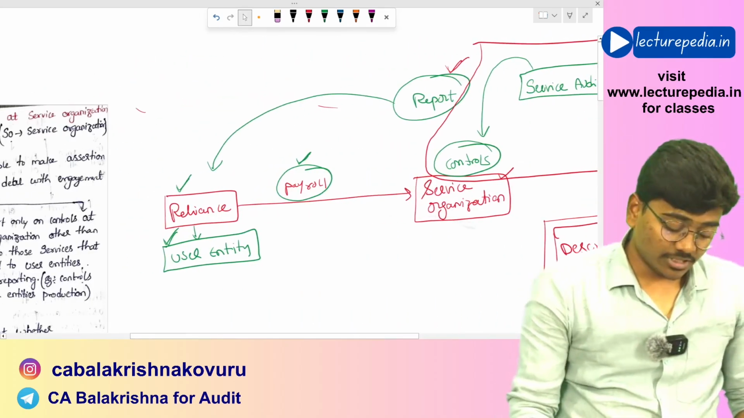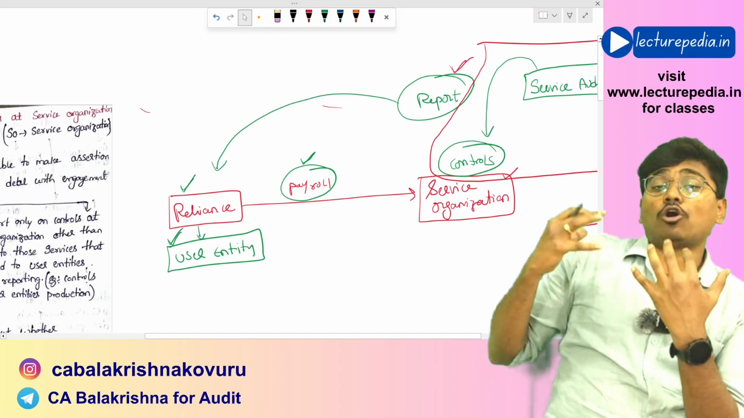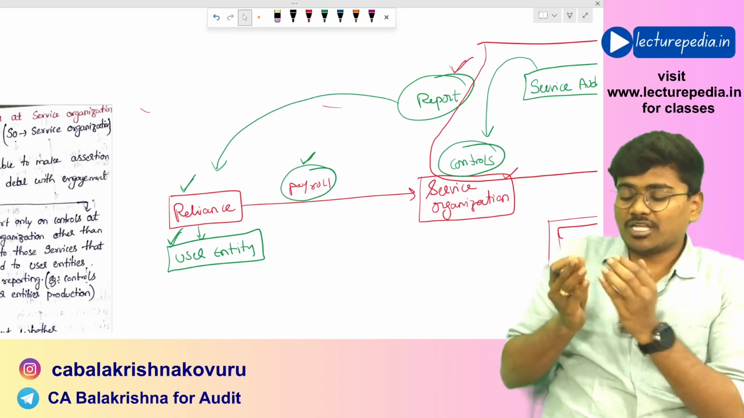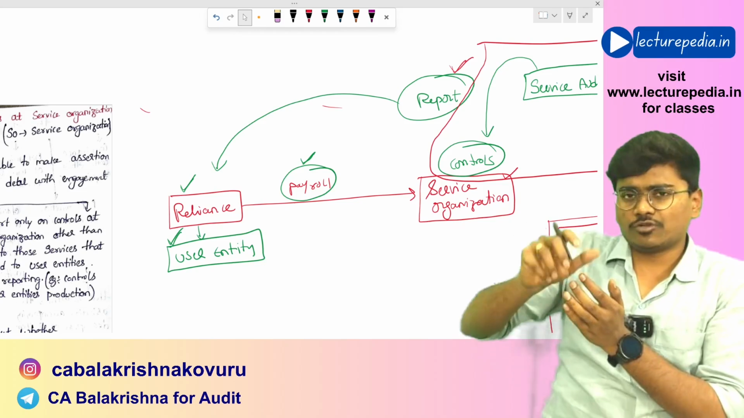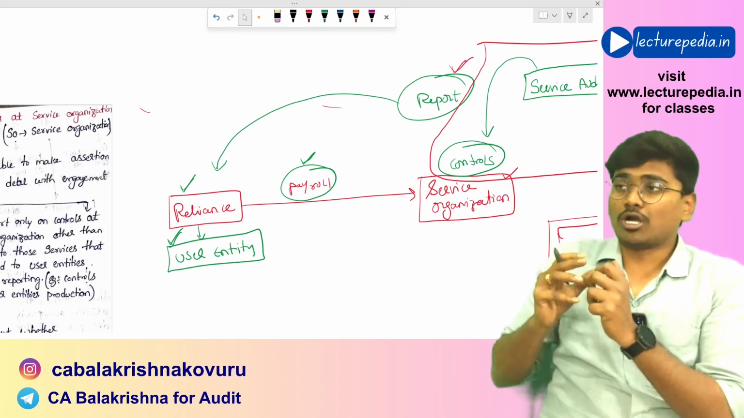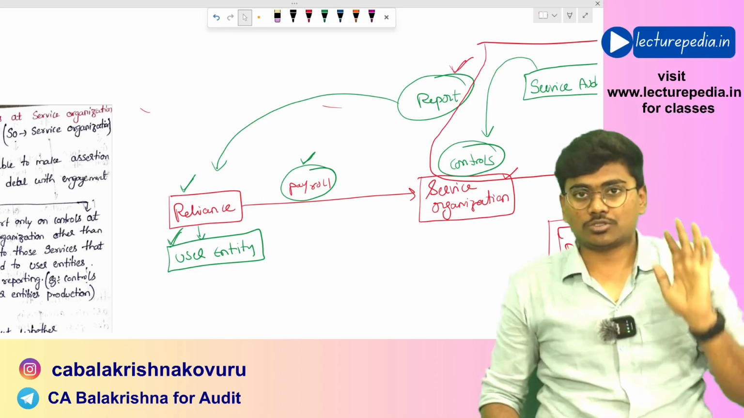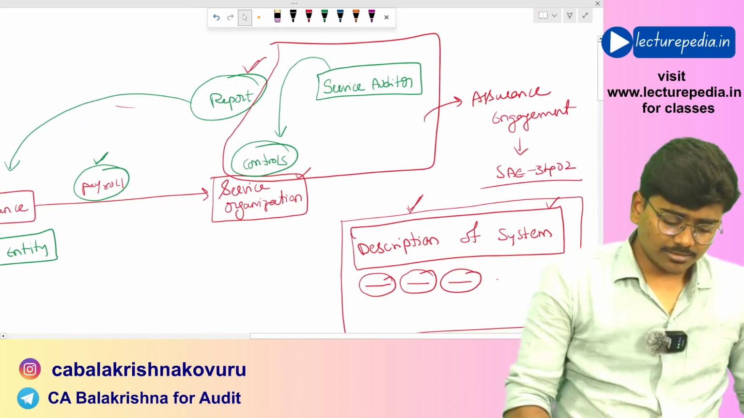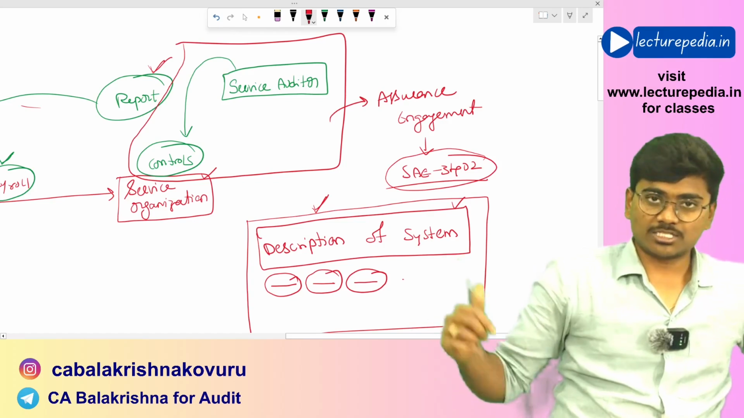SA 402 deals with the user entity aspect, from the user auditor's point of view. Whenever a user entity uses a service organization for any of its financial activities, SA 402 deals with what considerations the user auditor has to take into account. Hope that is clear. And this SAE 3402 will be applicable in this particular situation.